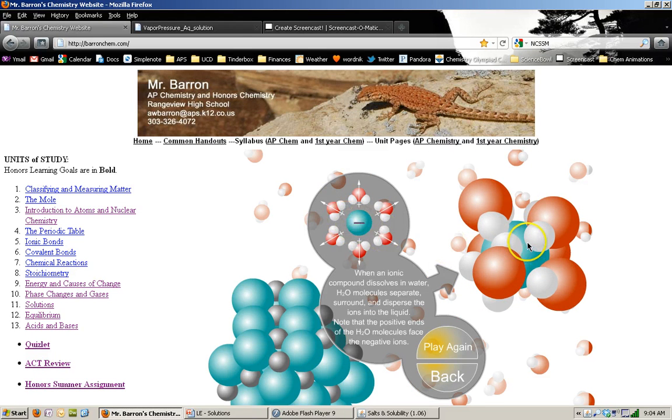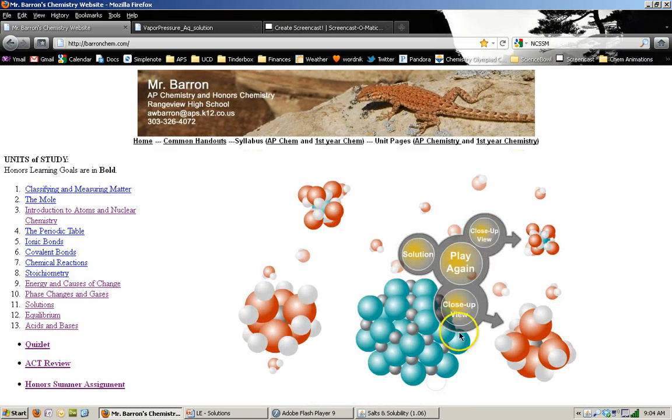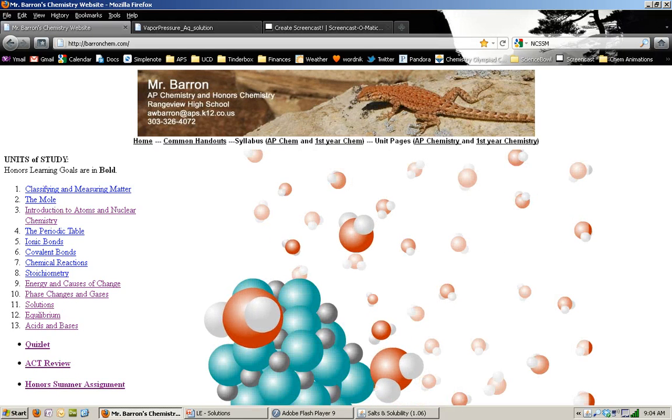We know that it's a negative ion, we can tell because notice all the water molecules have the hydrogen ends pointing towards it. See, water is a polar molecule. That means that it has a charge. One end of it's partially negative and the other end of it's partially positive. Well, opposite charges attract, and the partial positive end of the water molecule is attracted to the negative charge of the ion. Let's go back and take a close-up view of another ion being pulled into solution.